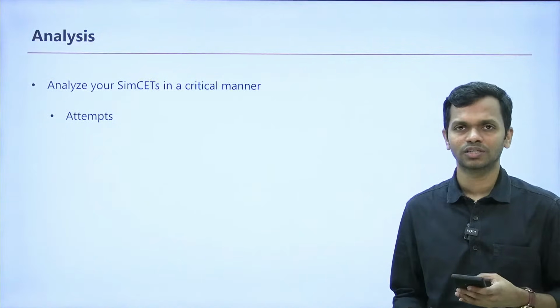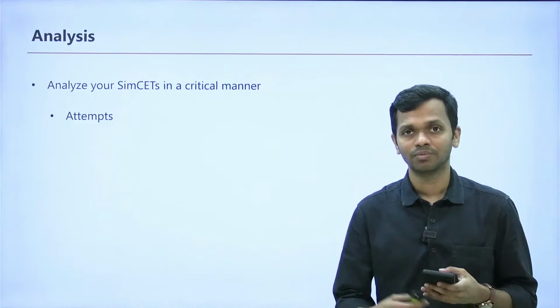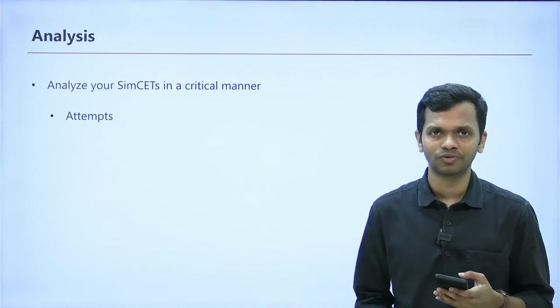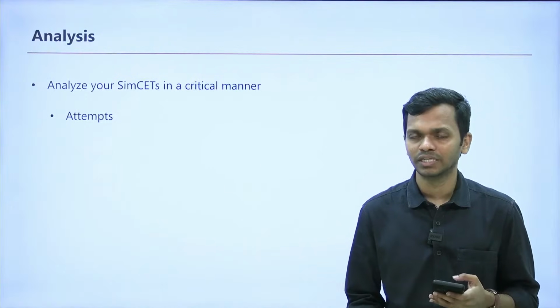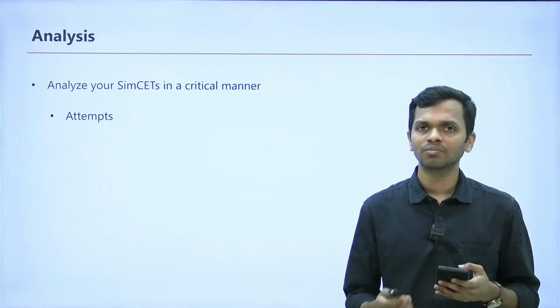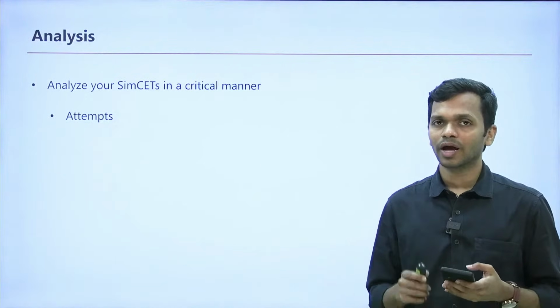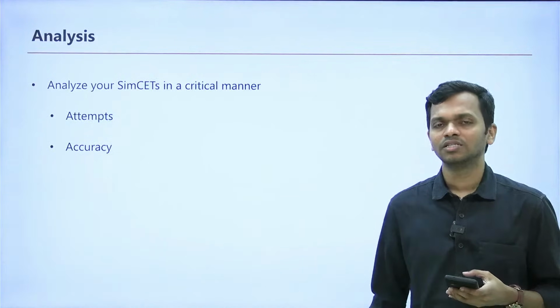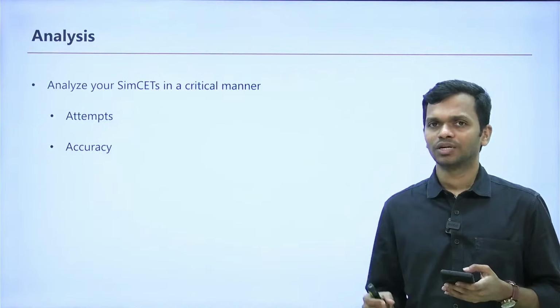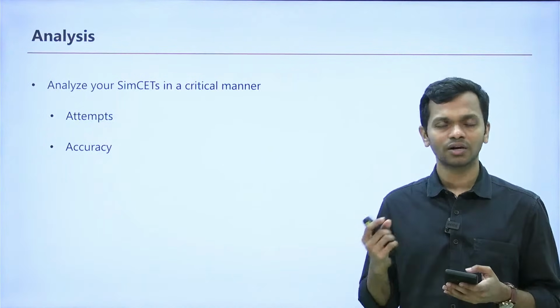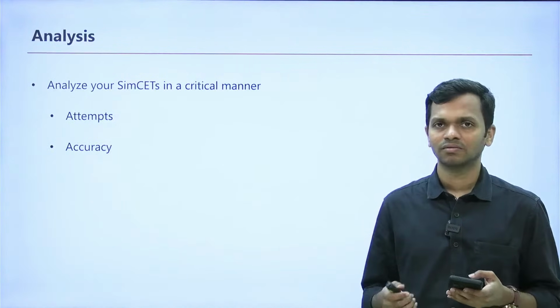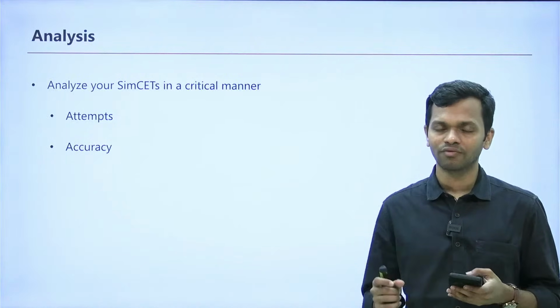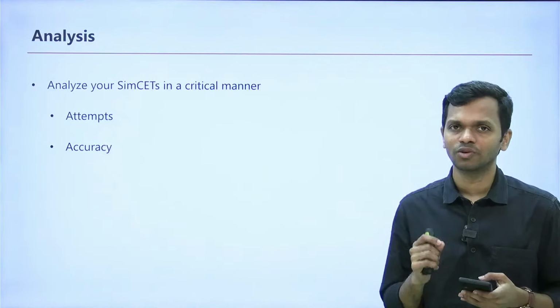So I cannot say that my target is 125, let me attempt 125 questions and I should be fine. That is not going to happen in CET, because you invariably end up making mistakes. A good accuracy percentage to target, which is the next thing that I was going to discuss, is somewhere in the range of 80 to 85%. If you can get higher than that, fantastic, but 80 to 85% on average, that is the accuracy that I will look for.